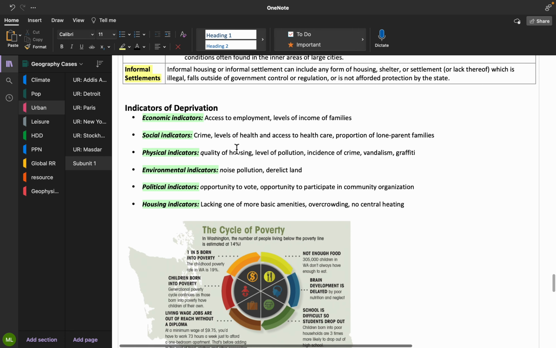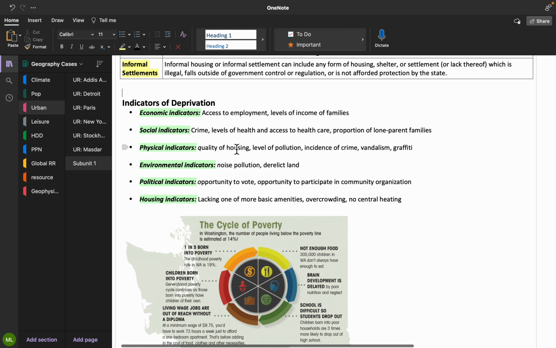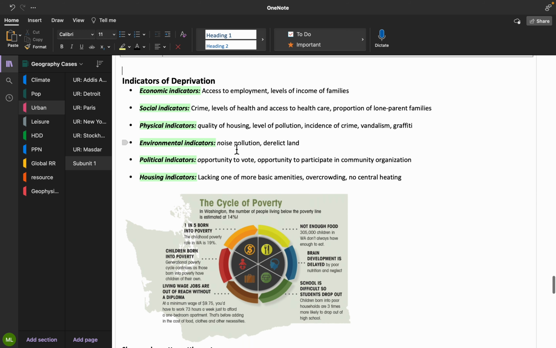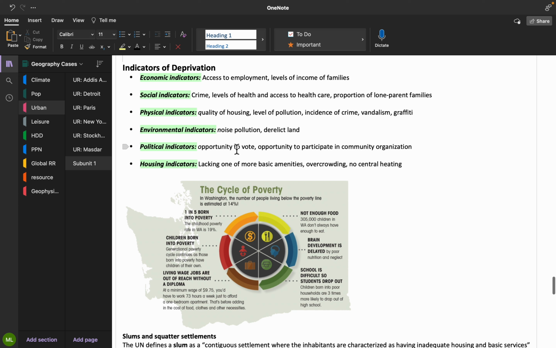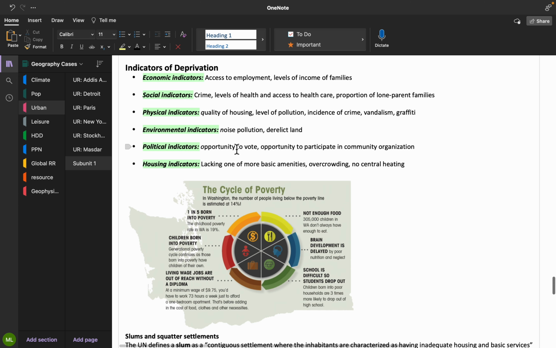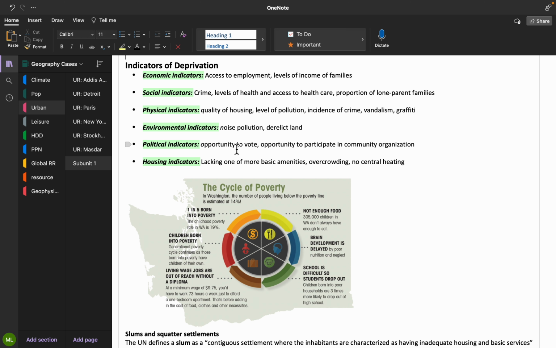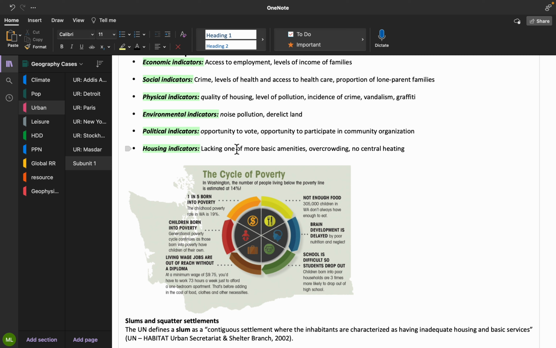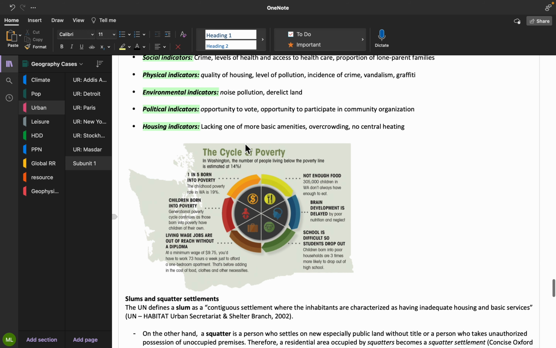So indicators of deprivation, again, economic, so access to employment, levels of family income. Social indicators, so crime, levels of health, access to healthcare, and proportion of lone parent families. What I mean by lone parent families is like a single parent household. And physical indicators, so quality of housing, level of pollution, environmental indicators, so again, noise pollution, and how derelict the land is. What I mean by derelict is how worn down the land is. And political indicators, the opportunity to vote, opportunity to participate in community organization.